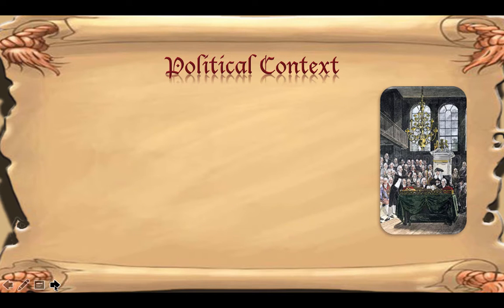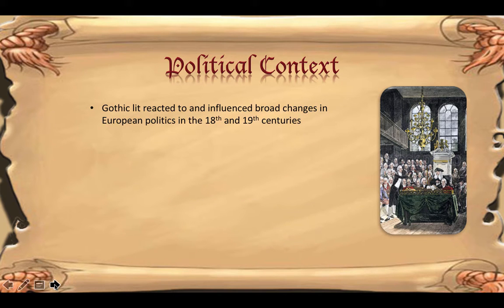Let's take a look now at the political context. According to Stevens, the late 18th and early 19th centuries were characterized by widespread and very broad political changes throughout Europe. Since by strict definition, Gothic literature was part of the revival of the medieval that spanned from the 1750s through the 1820s, Gothic literature both reacted to and influenced these political changes, Stevens says.